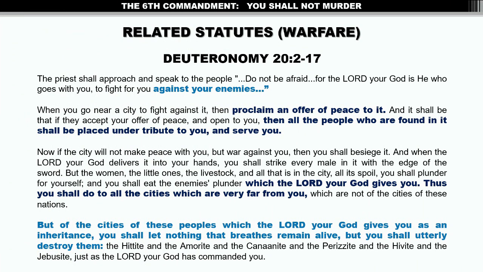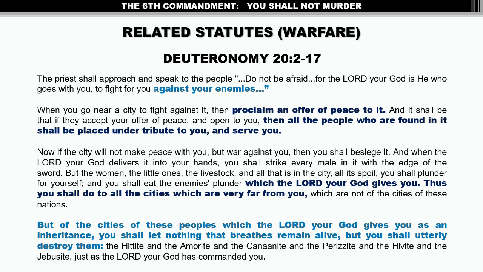Now, in Deuteronomy 20, God gave statutes that dealt with warfare. Now, this related to warfare against people that God had decreed as enemies of Israel because of their actions. Now, Israel couldn't just declare war against anyone that they felt like. They had to be enemies that God had pronounced.